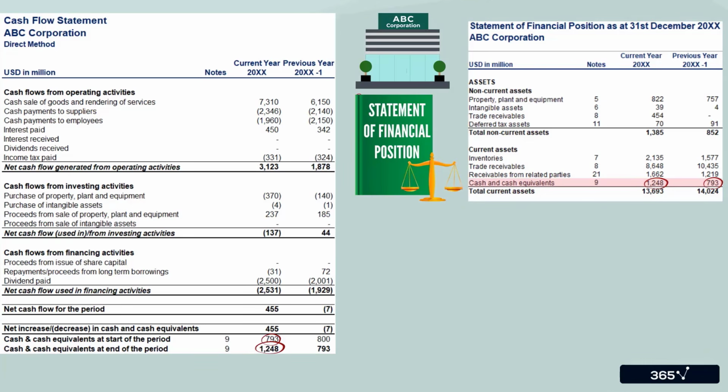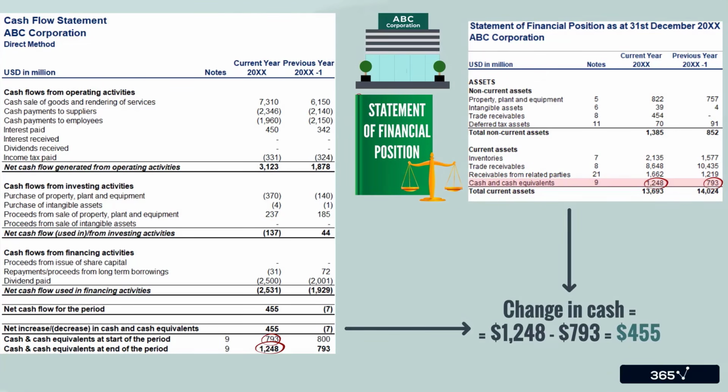So, by how much has the cash balance increased during the year? 1,248 minus 793 makes exactly $455 million. The same figure as the net change in cash reported in the cash flow statement. And this is how we reconcile these two statements.